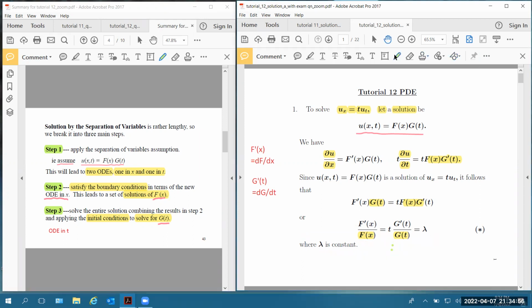Okay, right. So if you put this one equal to lambda, f prime x over f x equal to lambda, right? So this will give you an ODE in x. Is that right? You cross multiply, it will give you an ODE in x.